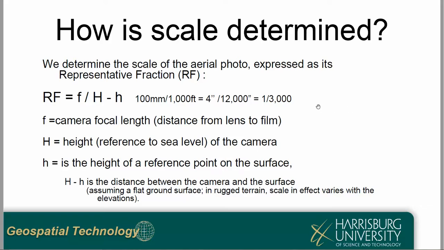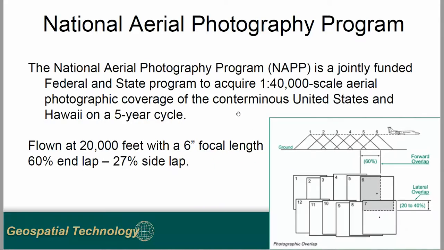The National Aerial Photography Program was set up many years ago, and it still continues. It's a jointly funded federal and state program to acquire 1 to 40,000 scale aerial photos of the entire United States every 5 years. It's flown at 20,000 feet, has a 6-inch focal length camera, and this other important concept, end lapped and side lapped. The idea is that as you fly over, you're taking a photo and you're overlapping the previous photo 60% in the forward direction as you fly along, and then as you come back for a second pass, the edges overlap as well.